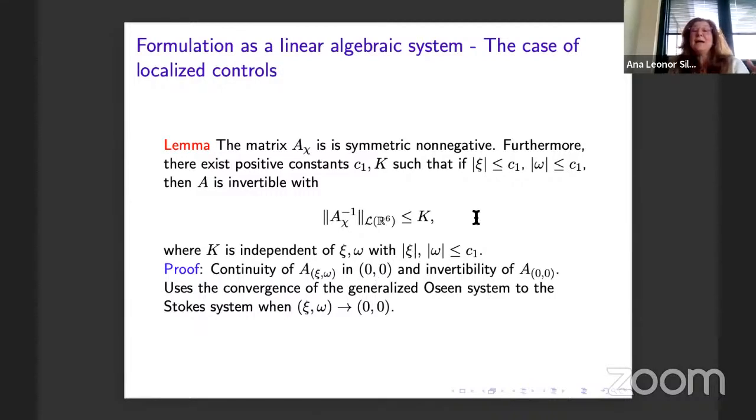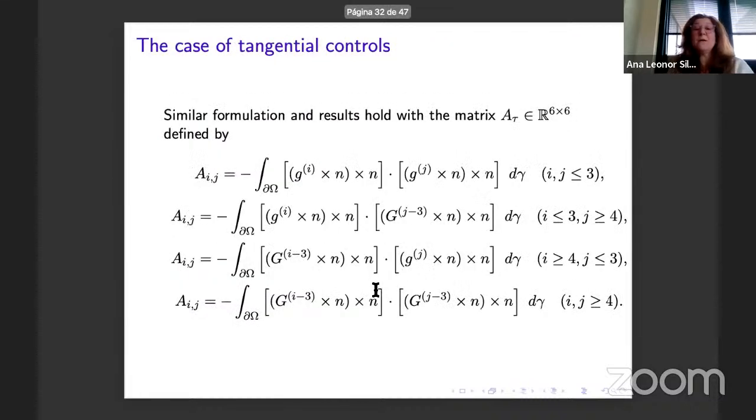So here we have to make sure that we are not very far away from the Stokes problem, and this means that we have to assume that the translation and the rotation that we are prescribing are not very large, okay? In this case, we are able to solve this kind of finite dimensional control problem. Okay, this is the form of the matrix A in the case of tangential boundary values.